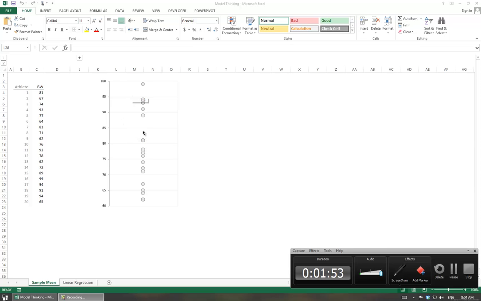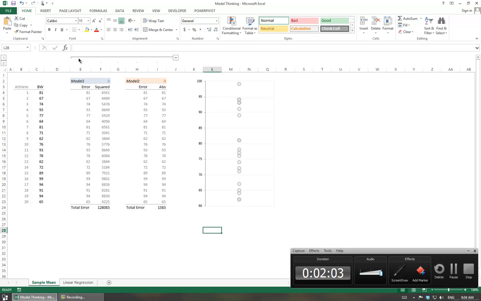and basically aggregate all these points into one point, which is our model. And as we all know, that's usually a mean or average. So here I created two models, model 1 and model 2. I'm going to play a little bit with model 1.